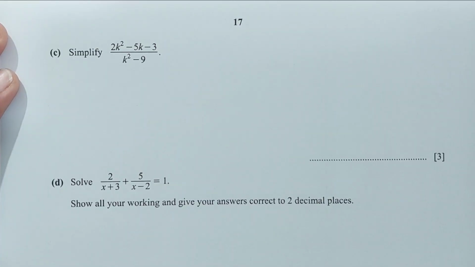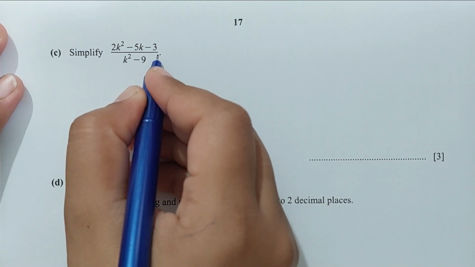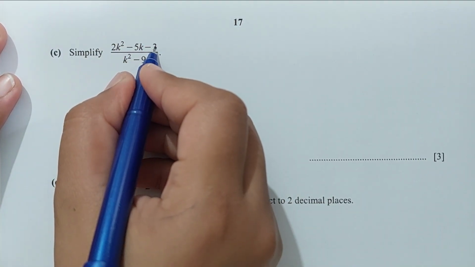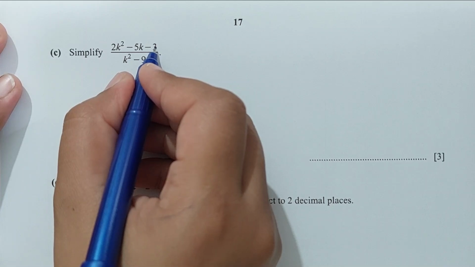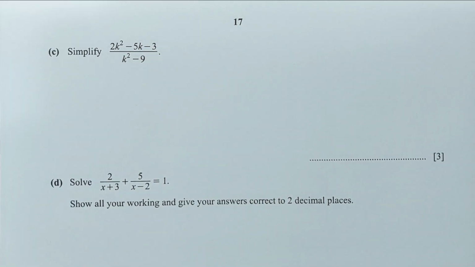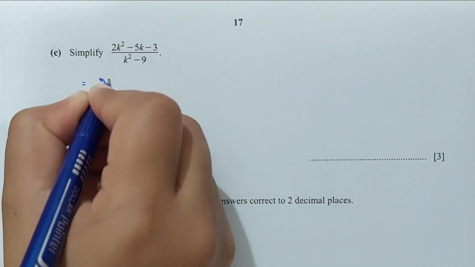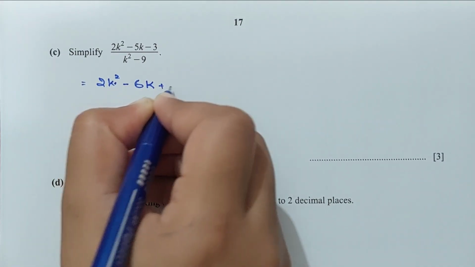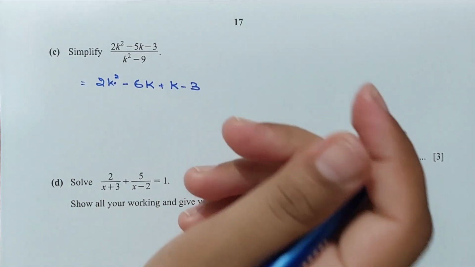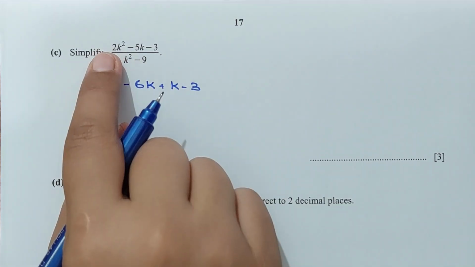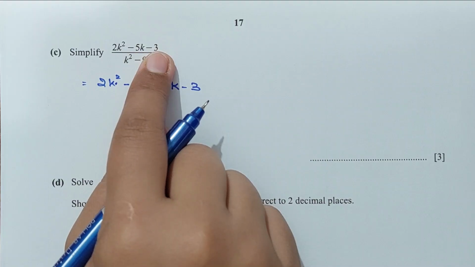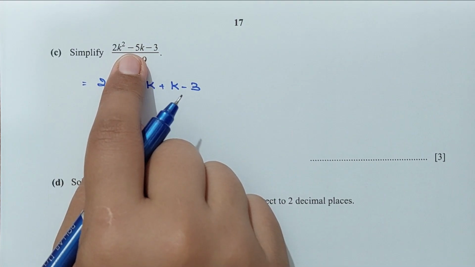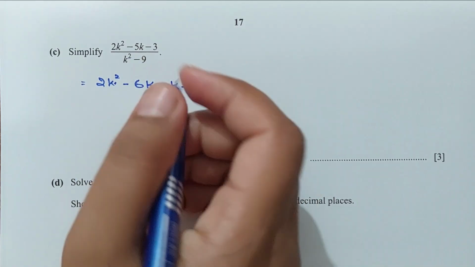Now for part C, we have to simplify this. It is a quadratic equation. Let me factorize this. 2 times 3 is 6. And this should be 1 and 6, we can say. So we have 2k square minus 6k plus k and minus 3. Okay, here I use the factorization. 2 times 3 is 6 and we have to pick the factors of 6. Their difference should be minus 5. So 6 times 1 is 6 and 1 minus 6 is minus 5.